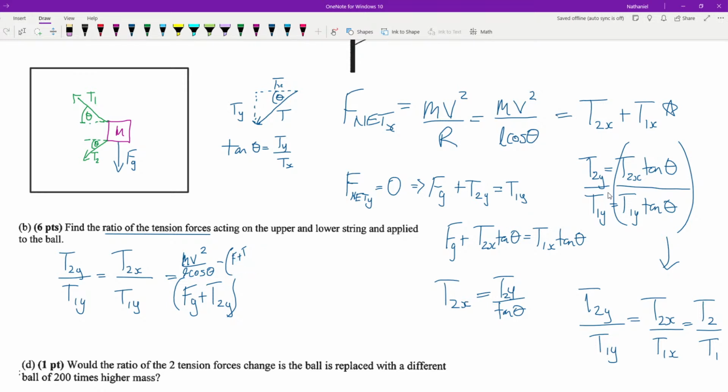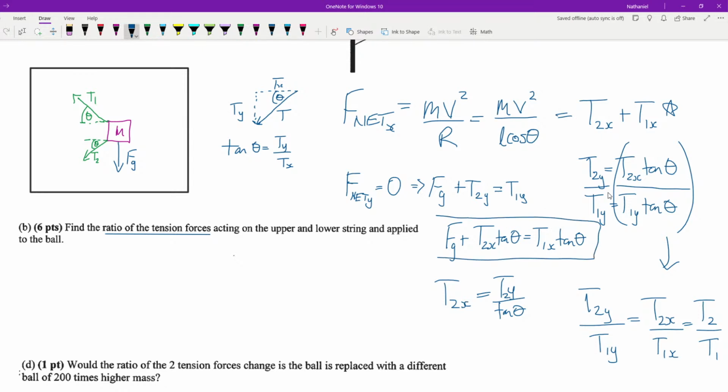Okay, let's just go back to doing two equations, two unknowns, and then we'll get to the ratio there. So here, we had T. This will be able to rearrange for T1x and then sub it in. So that whole thing over tan theta.